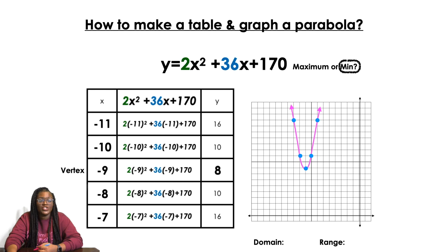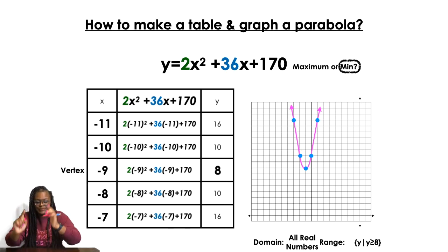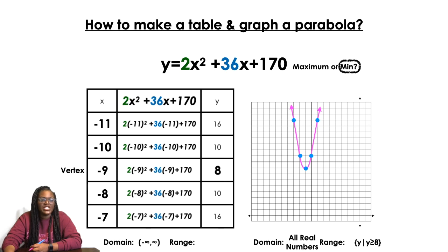Okay, we got to talk about our domain and our range. What's our domain of a parabola? Always, always, always. All real numbers. What is the range? You want to look at your vertex for your range, right? The y value of the vertex is 8, so it's y is greater than or equal to 8. It's greater than because it's going up. In interval notation, we have negative infinity to positive infinity representing all real numbers, and our range is going to be 8 to infinity.